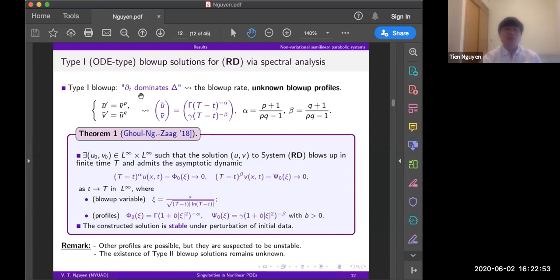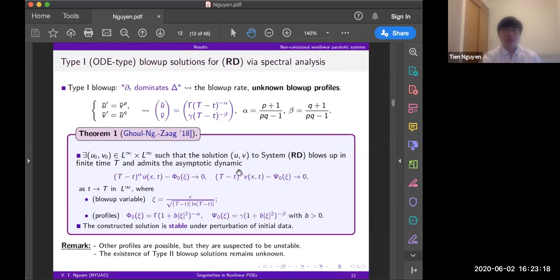So, what does Type II blow-up mean here precisely? It means that the blow-up rate of the solution is given, or is the same as the associated ODE, which is given by this formula. And here we have some powers alpha and beta that depend on the power nonlinearities P and Q.